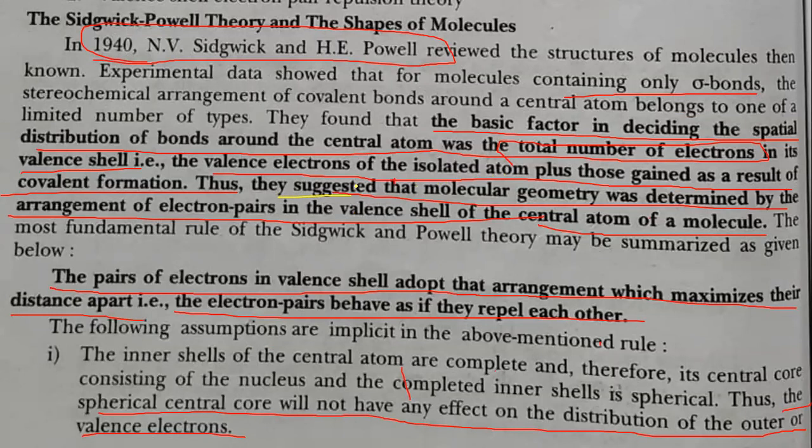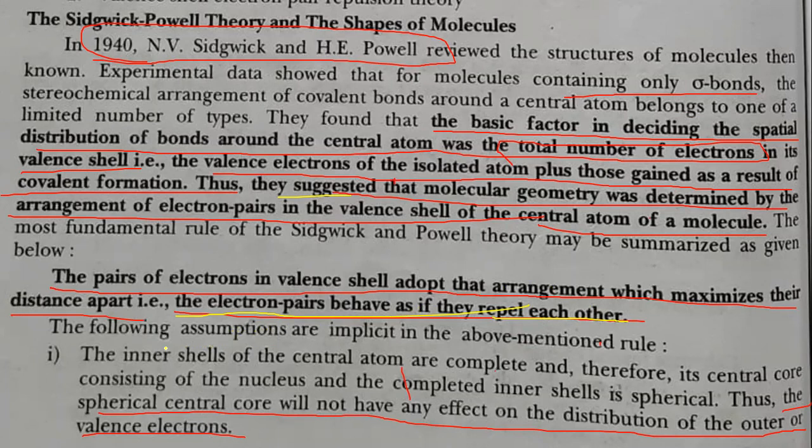In a simple manner, pairs of electrons in the valence shell adopt that arrangement which maximizes their distance apart. The electron pairs behave as if they repel each other, or you can say that the atoms bonded to the central atom try to stay as far apart as possible from each other. ते जे सी कार्बन जो आहे त्याला जे 4 हायड्रोजन ॲटम अटॅच आहे, ते 4 हायड्रोजन एकमेकांपासून जेवढं दूर शक्य आहे, तेवढं दूर राहण्याचा प्रयत्न करतात. In simple words, you can say that.